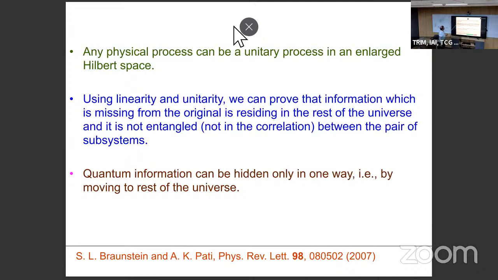I just said I'm not telling the proof here, but essentially the steps to prove it: you realize that any physical process can be realized by a unitary process in a larger Hilbert space, and using linearity and unitarity, you can prove that the missing information remains in the rest of the universe. That means quantum information can be hidden in only one way, that is by moving to the rest of the universe. You are not able to encode it in bipartite correlation, but only take it away and keep it in some part of the universe.